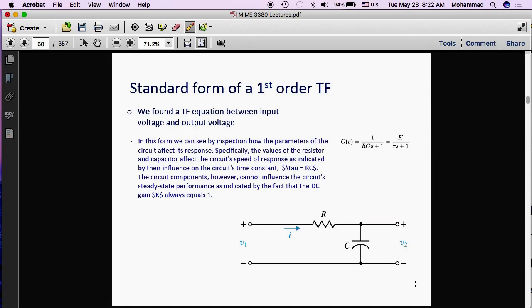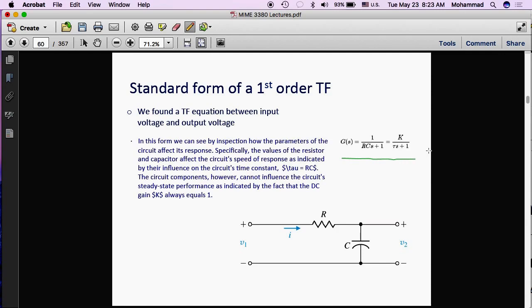Okay, we talked about the time constant. I want to bring to your attention another property of first order transfer functions. When you have a first order transfer function like what you have here, this is the transfer function that we found for our system.